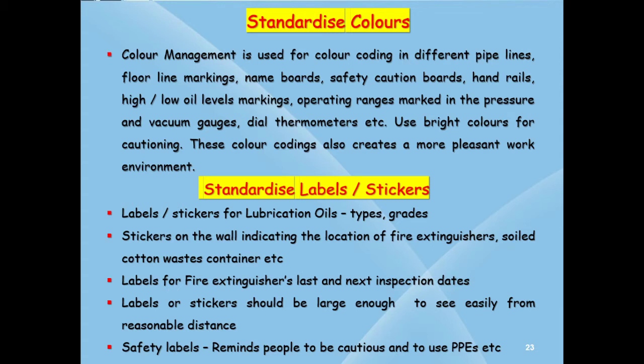Similarly, standardize the labels and stickers. Color labels for different grades of oil, fire extinguisher stickers on the wall, also for soil, cotton waste. Fire extinguishers should have a card indicating the last and next inspection dates, etc. Training to be given to selected employees on how to handle fire extinguishers. Conduct mock drills to give practical training.